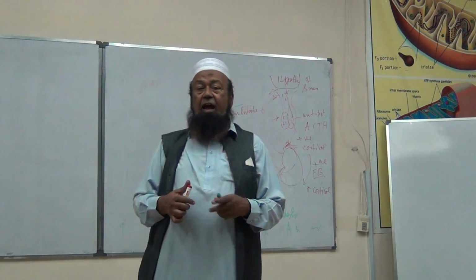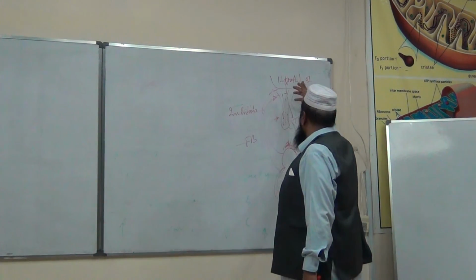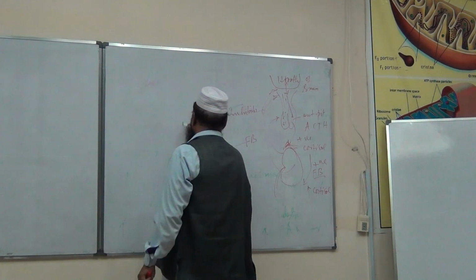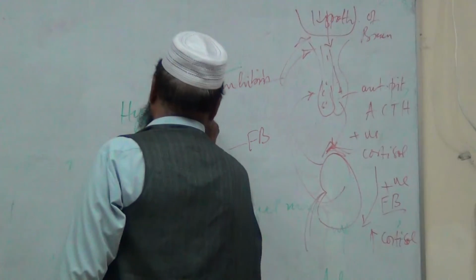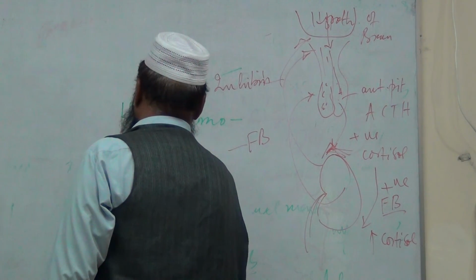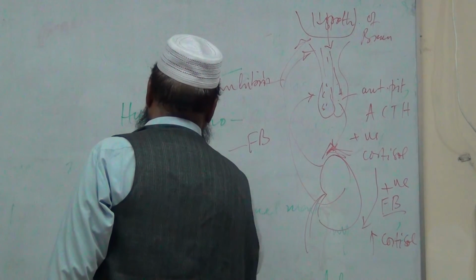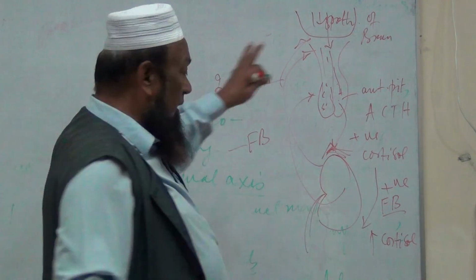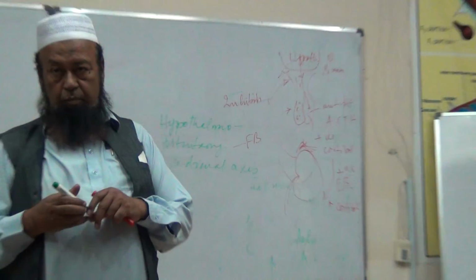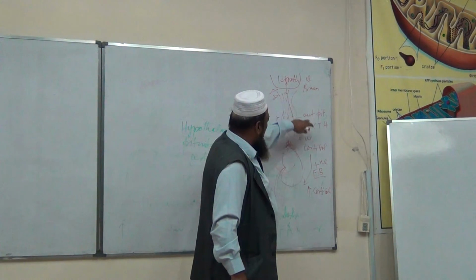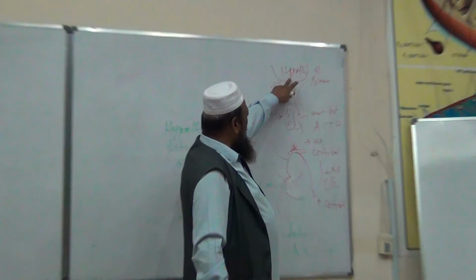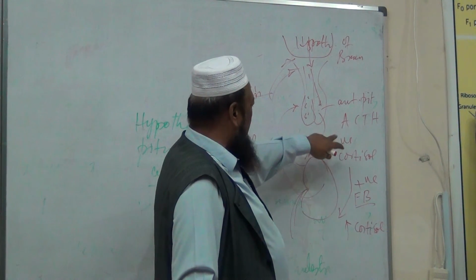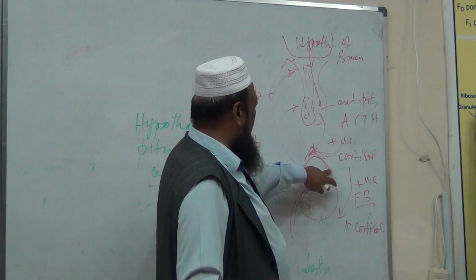In this way, this is the hypothalamo-pituitary-adrenal axis. This is being controlled by the negative feedback mechanism. This limb is showing the positive signal from the hypothalamus, CRH, acting on the anterior pituitary gland, releasing ACTH to release more and more cortisol, hydrocortisol, in the blood.